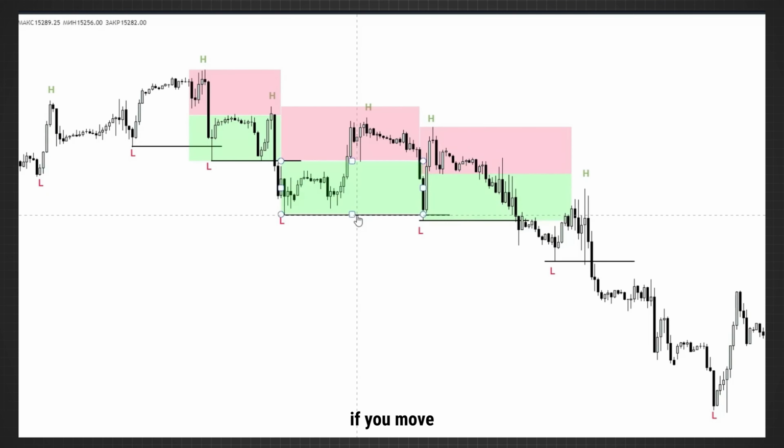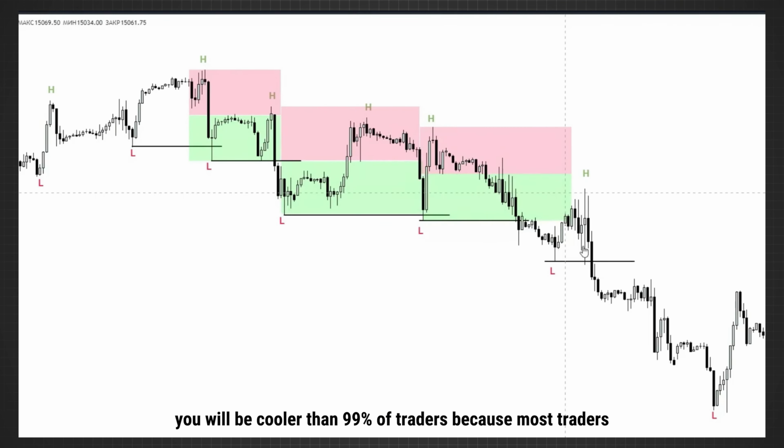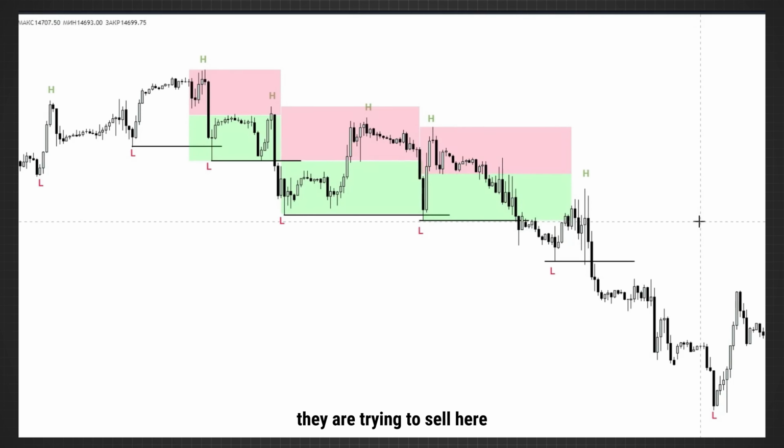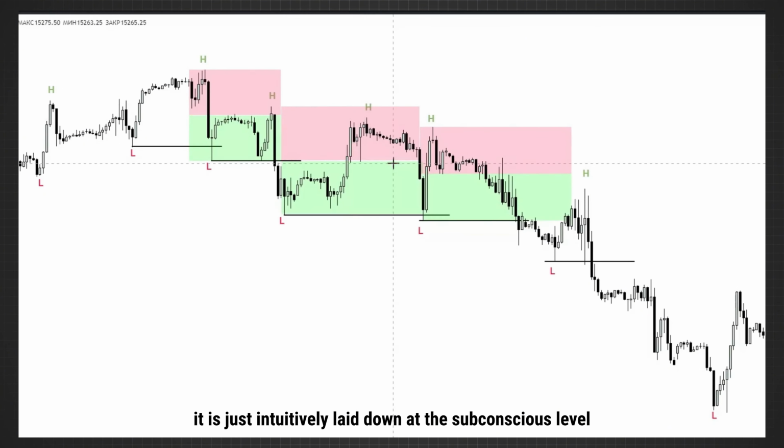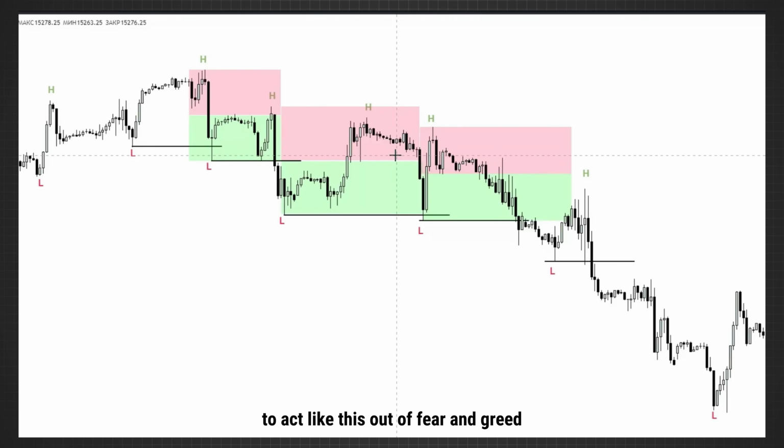If you move this way, you will be cooler than 99% of traders, because most traders are trying to sell here. Here the price reaches here. Here they close the deal, start buying, although it is already necessary to sell. In this logic, it is just intuitively laid down at the subconscious level to act like this out of fear and greed. And this forms a certain behavior in people.